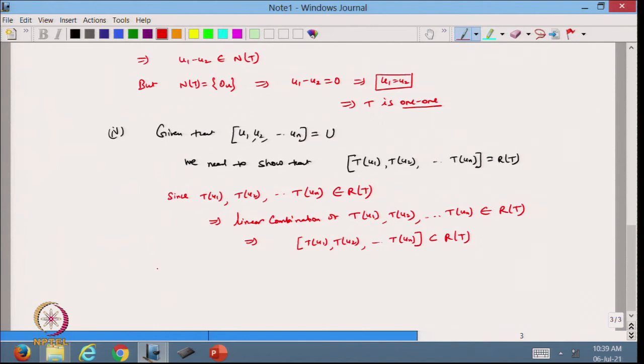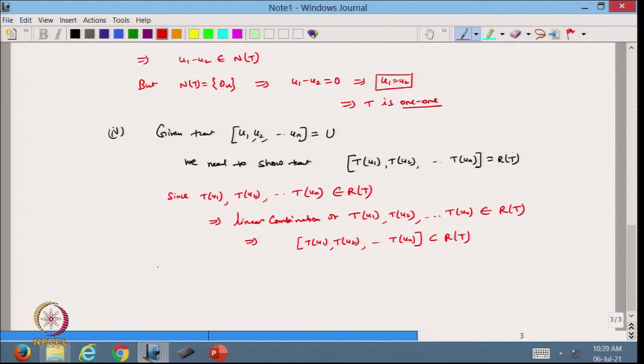This is one of the ways, because to show that this is equal to this, we need to show that if I take an element from here, it should also belong to the right hand side, and if I take an element from the right hand side, it should belong to the left hand side. So, we have shown that if I take an element from the left hand side, then it belongs to the right hand side.